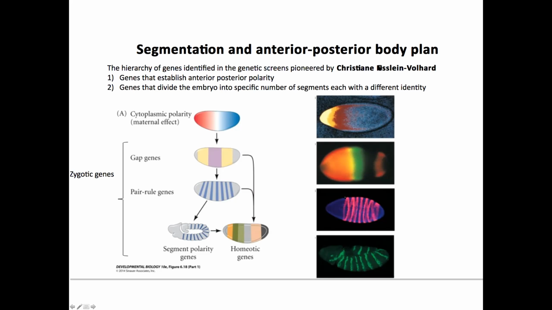Now there is another pair rule gene called odd skipped, which is expressed in parasegments 1, 3, 5, 7, and so on. So if odd skipped is missing, all the odd-numbered segments will be missing. Which is why they are given such names, but none of them change the polarity of the embryo.